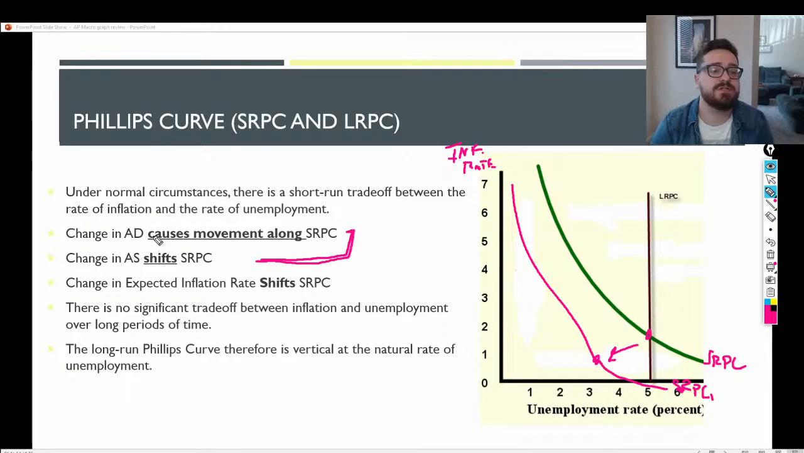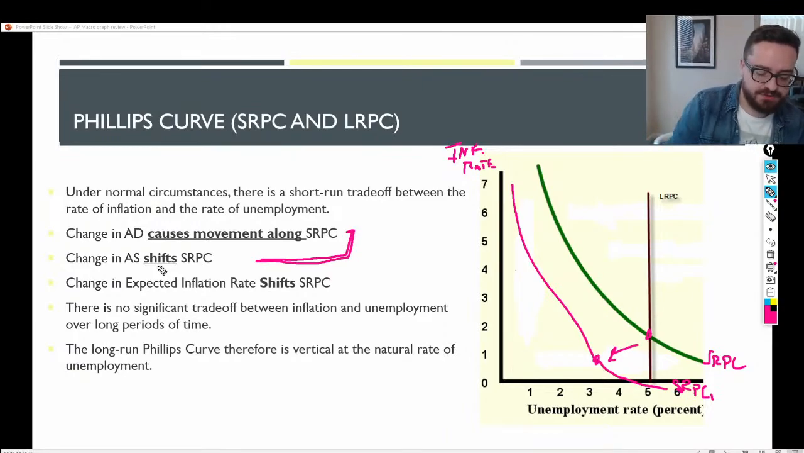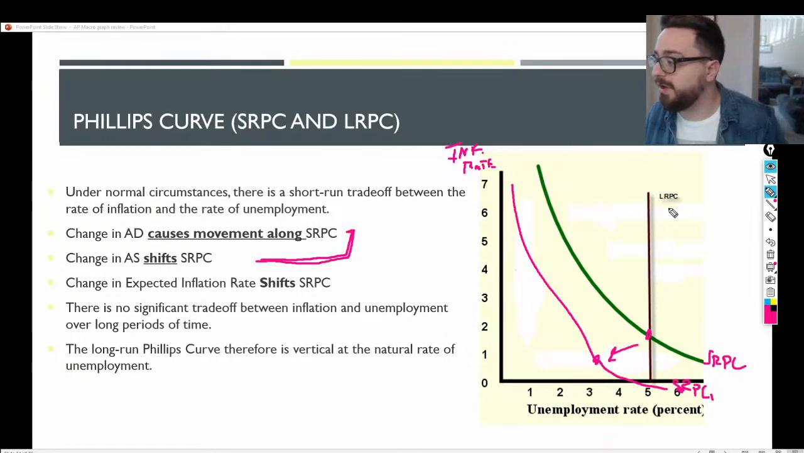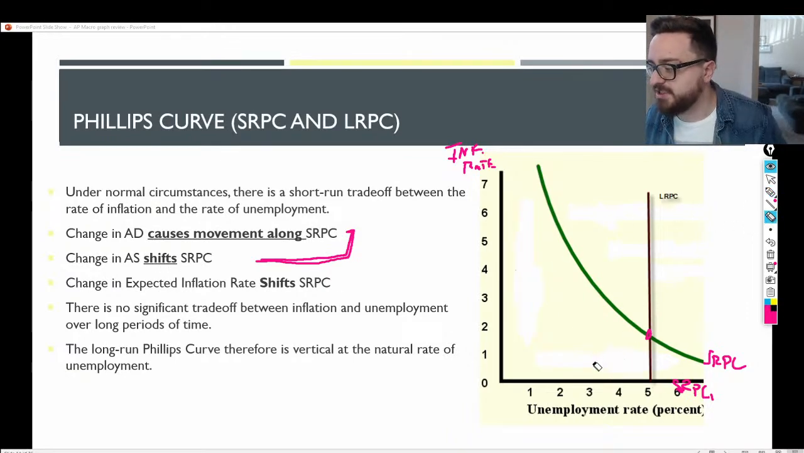So you got to know one moves along, one shifts the line, but they both do opposite direction stuff compared to your aggregate demand supply curve. That will save you time. That's the way to save you time on those questions. The only weird one, and 9 out of 10 times it's an aggregate demand supply problem, the 1 time out of 10 where it's not is when it's a change in expected inflation rate.